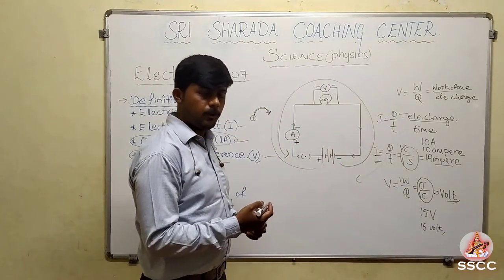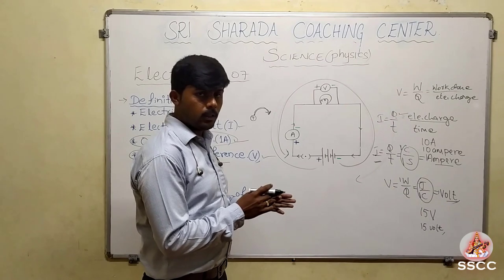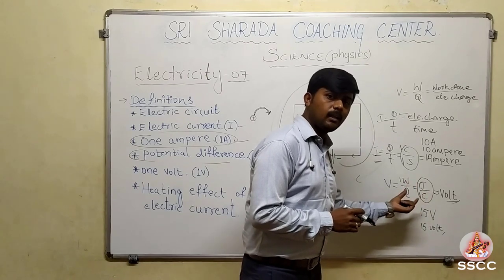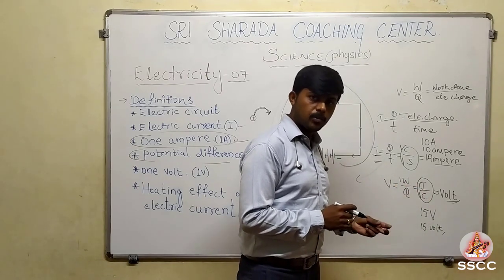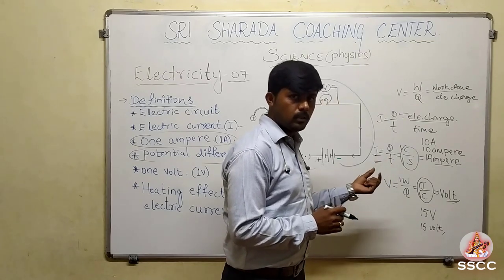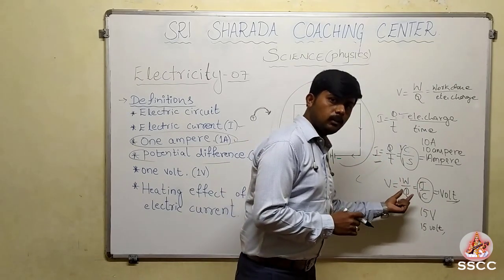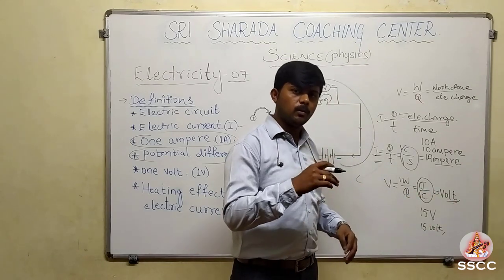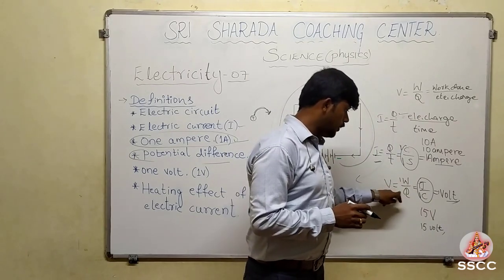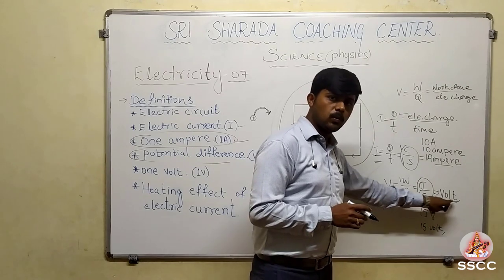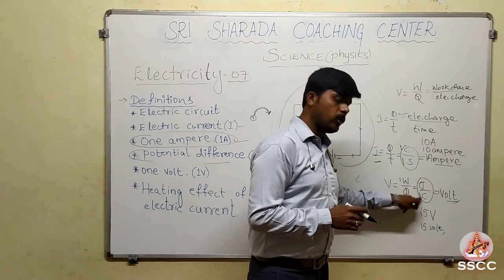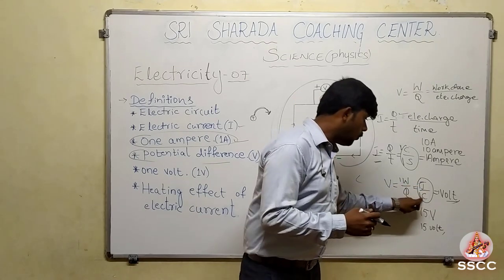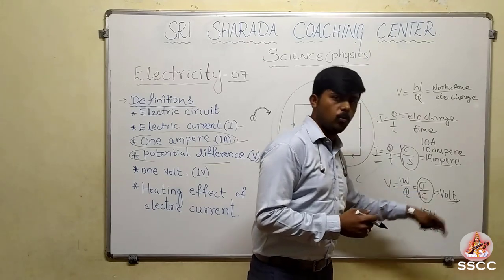Then how to say the definition for 1 volt? 1 volt is defined as when 1 joule of work is done in carrying 1 coulomb of charge. Observe here, what is 1 volt? 1 joule of work done in carrying 1 coulomb of charge is called 1 volt. It is very easy to remember also. If you forgot, just write down this one: W divided by Q is equal to J by C is equal to volt, and make this one as 1. What is 1? 1 joule is work done. 1 joule of work is done in carrying 1 coulomb of electric charge, that is called 1 volt.